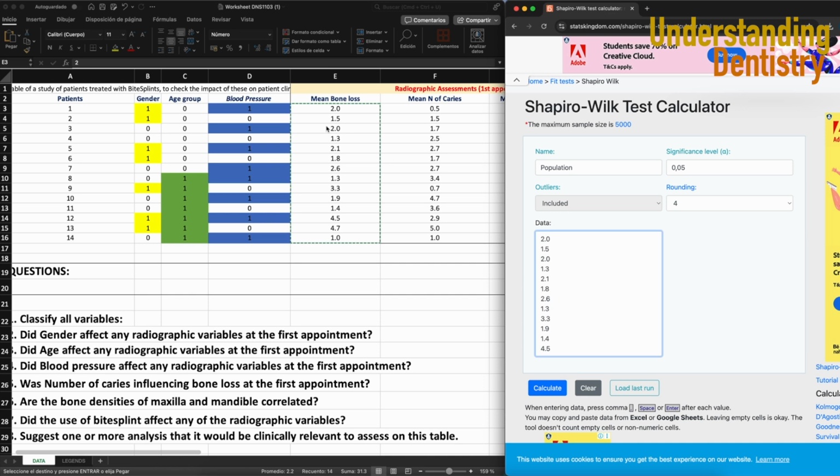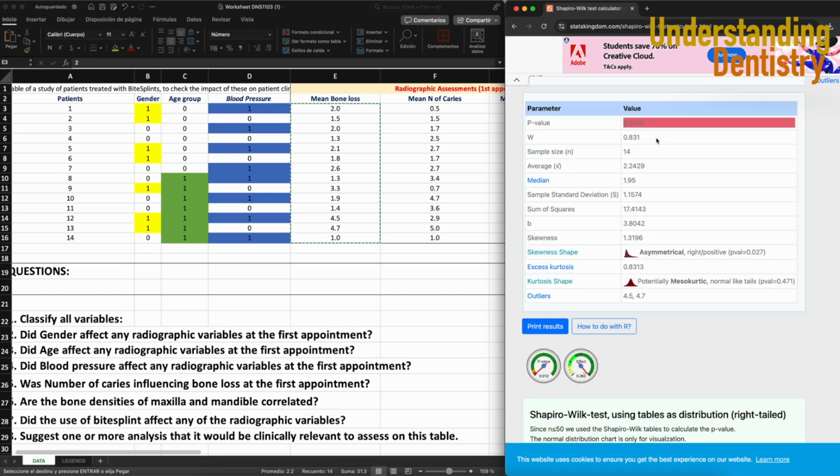I did Control C or Command C because I'm using an Apple device, and then Command V or Control V to paste the data here. Everything is already correct. We just press calculate, as simple as it is. So you press calculate and look at the p-value. The p-value is 0.01, which means that the distribution of data here is not normal, right? So the p-value of Shapiro-Wilk that you should report is 0.01.